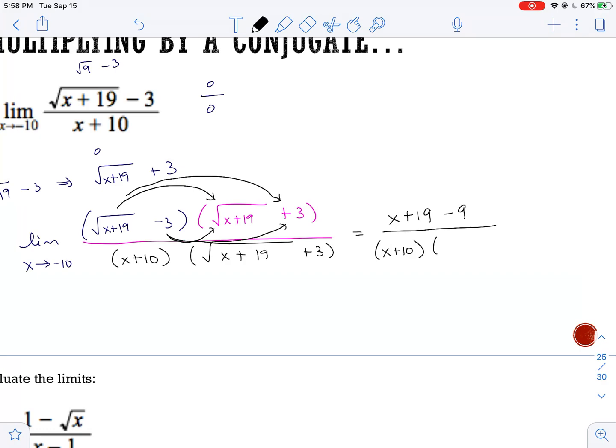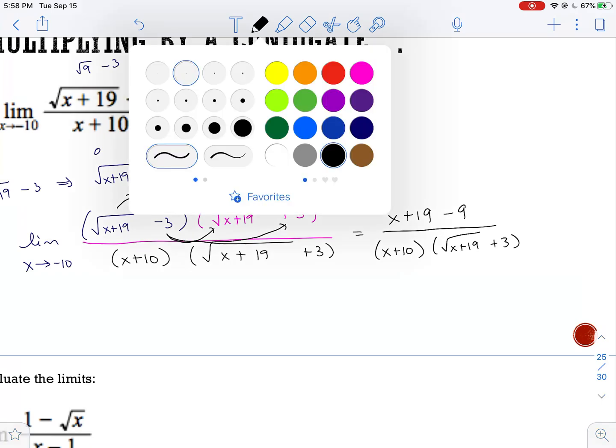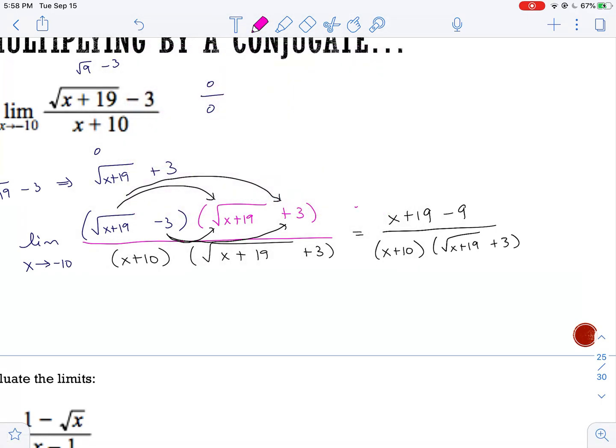And then I'm going to keep the denominator. I'm not going to FOIL it out, so I'm going to leave it as x plus 10 times the square root of x plus 19 plus 3. Now notice what happens.